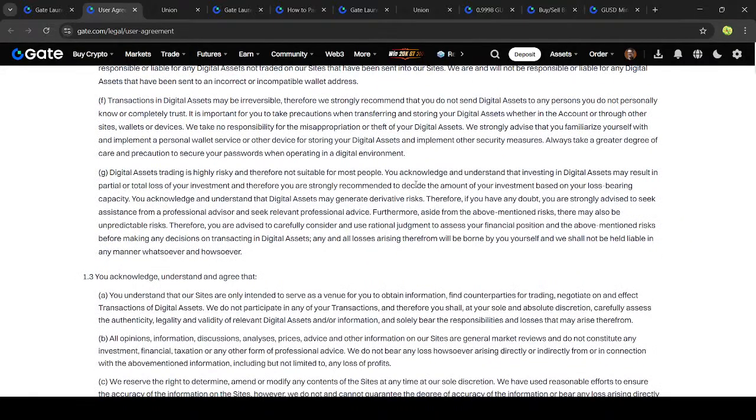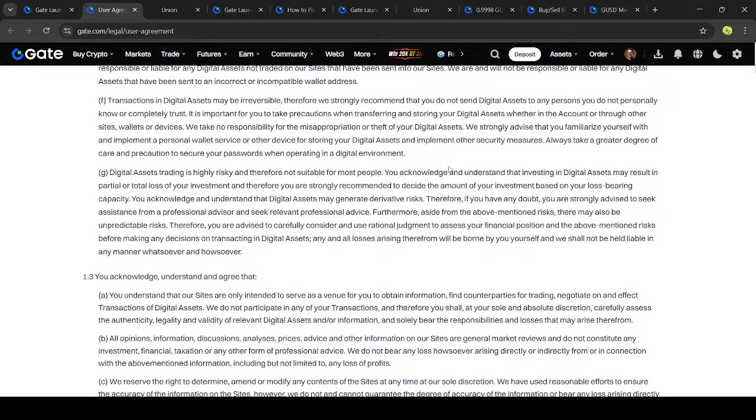So transfer of the digital asset may be irreversible, and therefore we strongly recommend that you not send the digital asset to any person you do not personally know. It's important for you to take care when transferring your digital asset and this account, wallet, or advice.